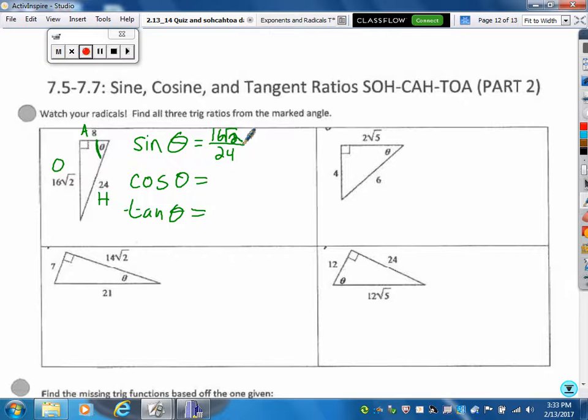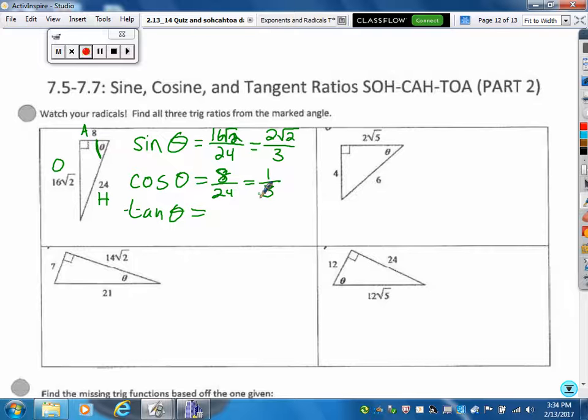Now when you are simplifying this, remember outside a radical to outside of a radical. These are both divisible by 8, so I'm going to simplify that to 2 root 2 all over 3. And that is done. Our cosine of theta, looking at it, I've got A over H, that's my co, so A over H, and that is 8 over 24. Those are both divisible by 8, so I'm going to reduce that to 1/3.